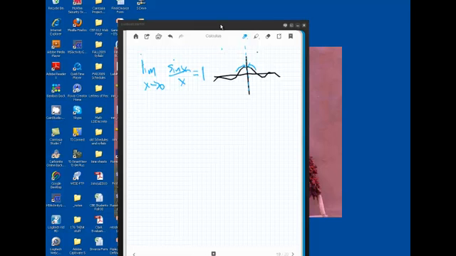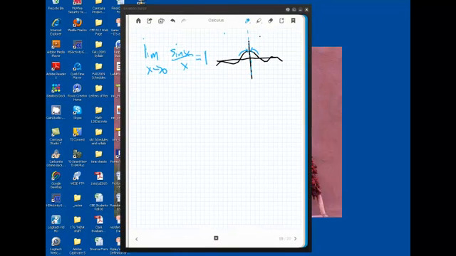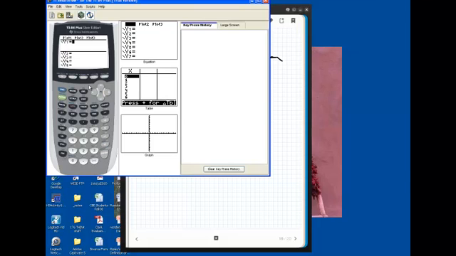Well, what we do is, pardon me, I'm going to grab a calculator. Let's see if I can get out of here, and I'm going to grab my calculator. And here's what I'm going to do. I'm going to graph sine x divided by x.